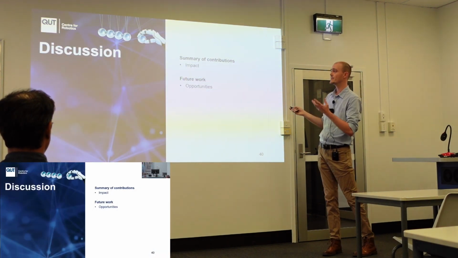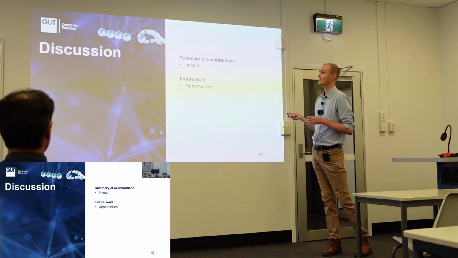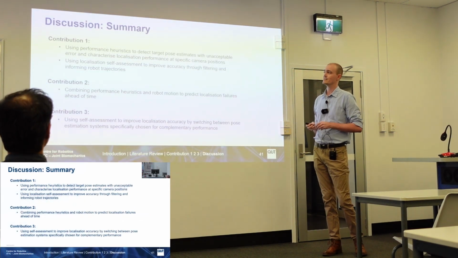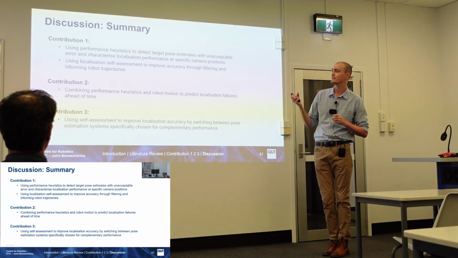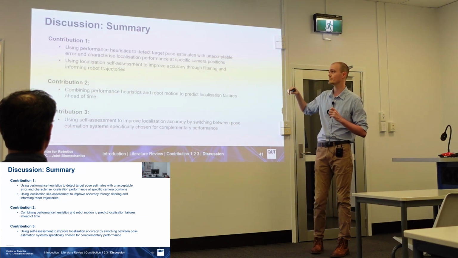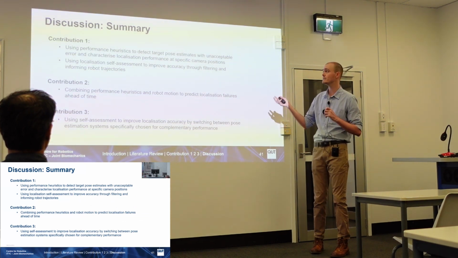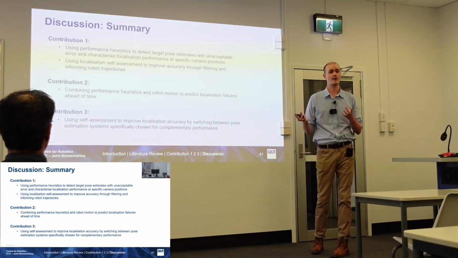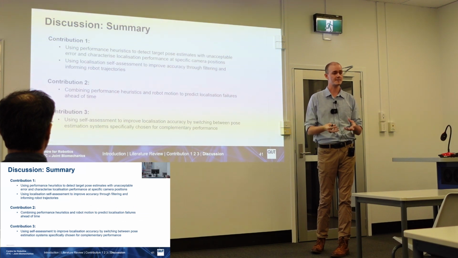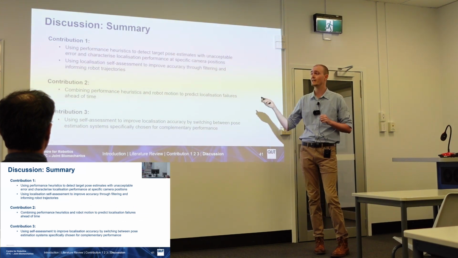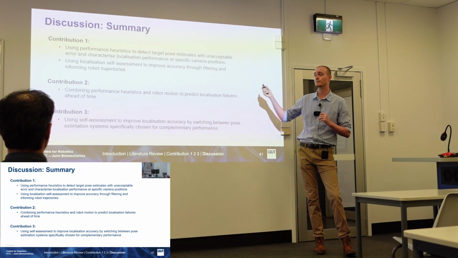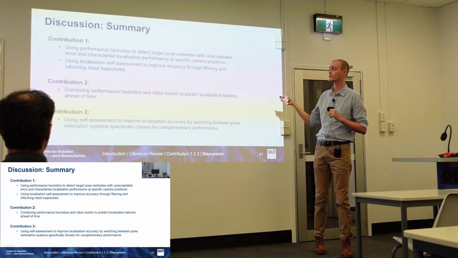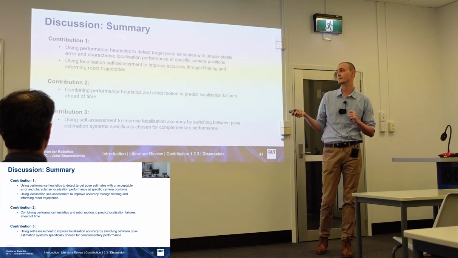And that brings us to our discussion. So, as a summary of the contributions in this thesis, in our first contribution, we used performance heuristics to detect individual target pose estimates with unacceptable errors and to characterize localization performance for specific camera viewpoints. We then went on to use these detections to improve localization accuracy through filtering and informing robot trajectories.